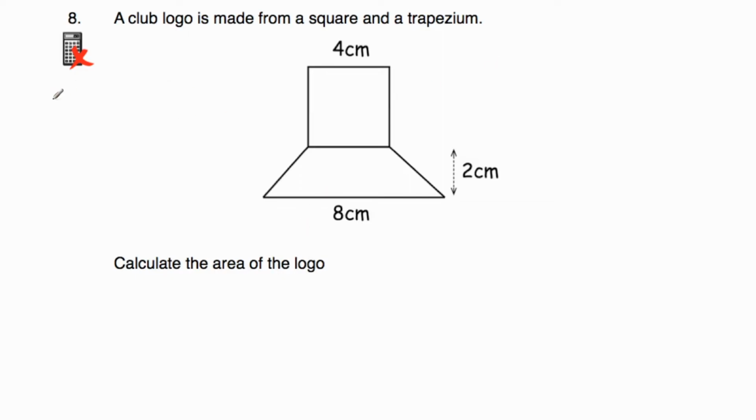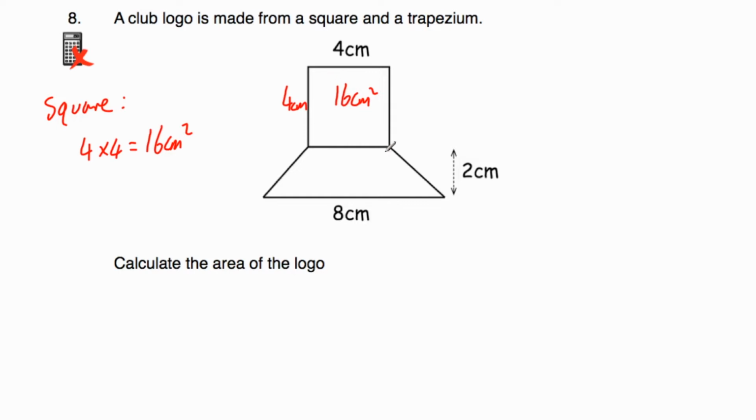So let's start off with the square. So the area of the square is equal to the length times the width. The length would be 4 centimeters, the width would be 4 centimeters. 4 times 4 is equal to 16 centimeters squared. So the area of the square is 16 centimeters squared. Now we want to find the area of the trapezium.